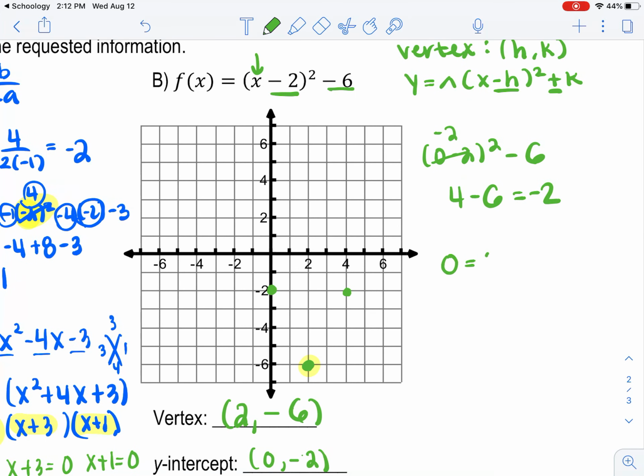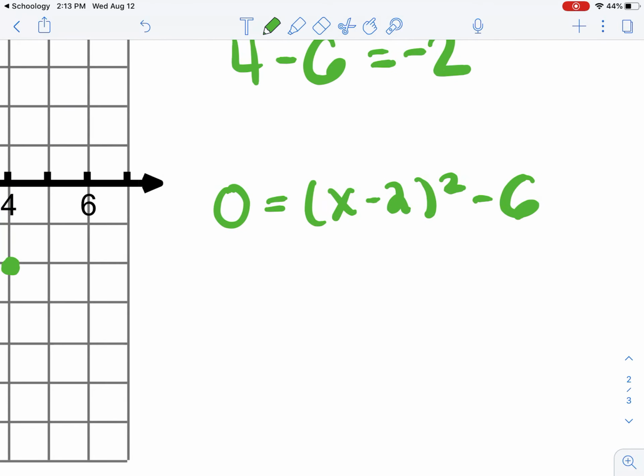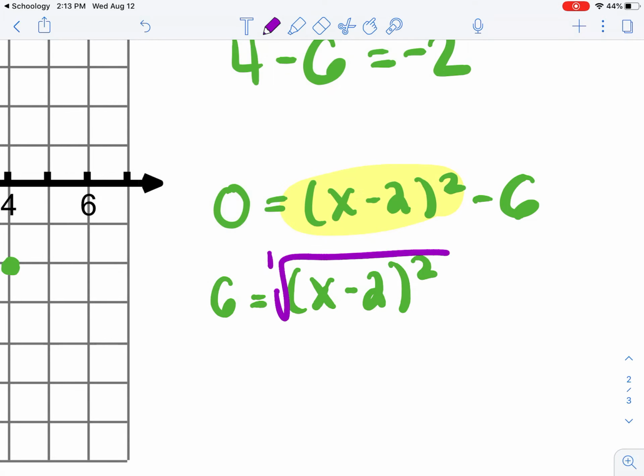I'm going to put 0 equals x minus 2 quantity squared minus 6. Okay, quadratic. Can I solve this using square roots? The answer is yes. But I got to get this by itself so I can square root. So I'm going to add 6 to both sides. And now I can square root to solve. Square root, don't forget to do plus or minus.